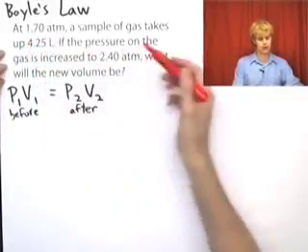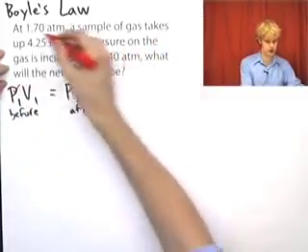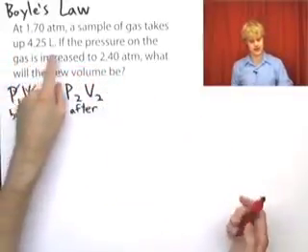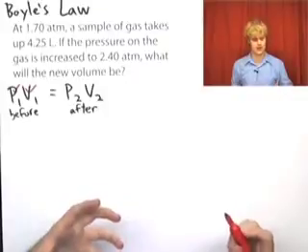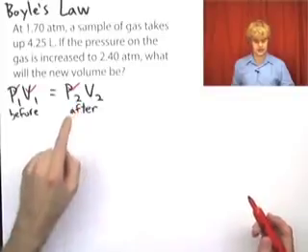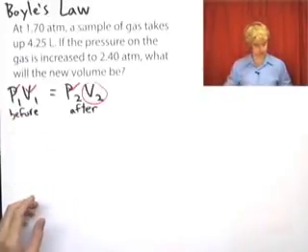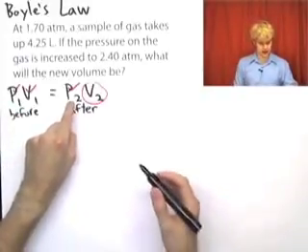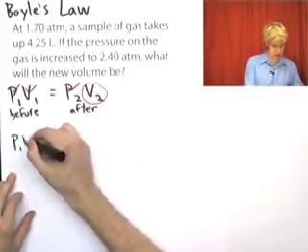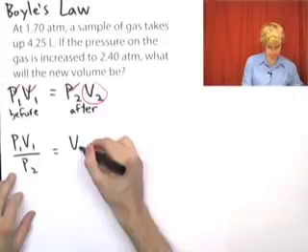At 1.7 atm, a sample of gas takes up 4.25 liters. So we have the before pressure, 1.70 atm, and the before volume, 4.25 liters. We now say if the pressure on the gas is increased to 2.4 atm, what will the new volume be? So we have P2, the second pressure after the change, but we don't have the volume. So it's going to be V2 that we're going to be solving for. We'll want to rearrange this by moving P2 under this other side. So we're going to get P1 V1 divided by P2 equals V2.